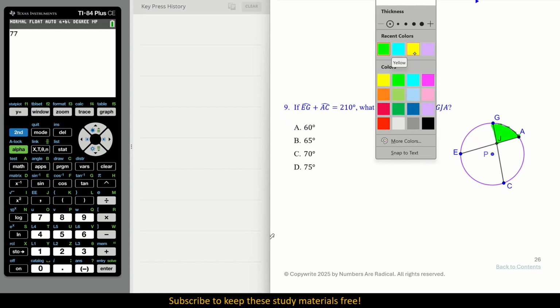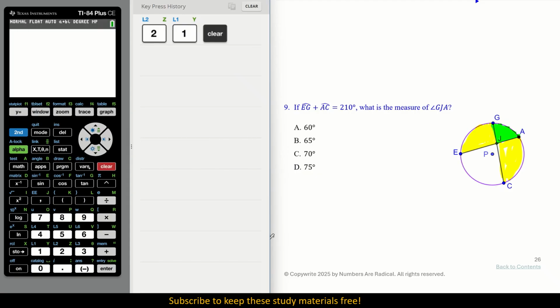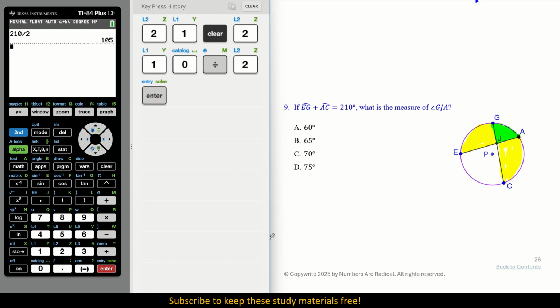However, we know the property that adjacent arcs, which would be adjacent angles, are equivalent. They're the same. So when we add the two yellow angles together, that means we can take 210 and divide it by 2. And what will that give us? That will give us 105.